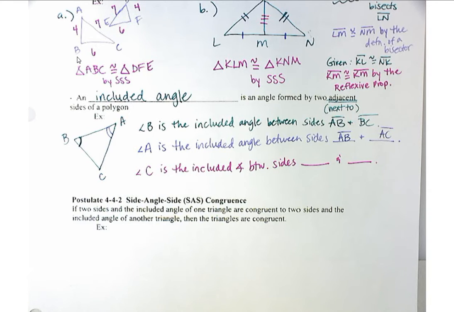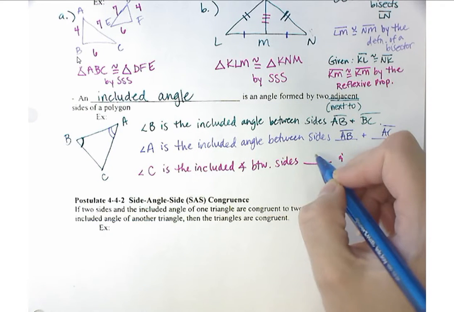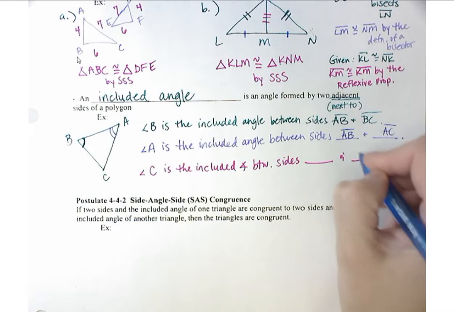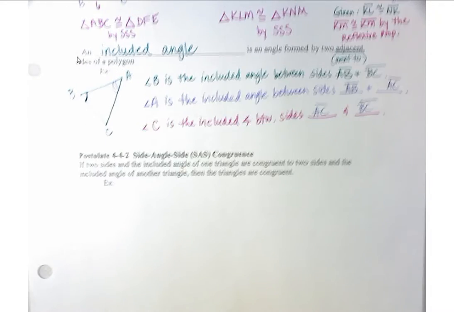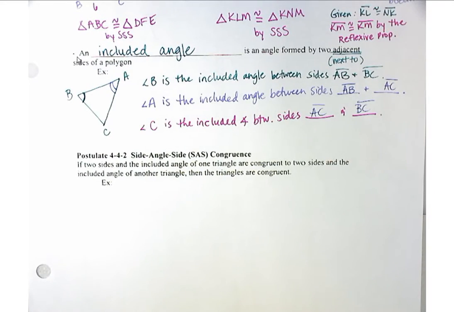Okay, good. And then Grace, what'd you get for the last one? Good, BC and AC. And I just wrote them as AC and BC. Same thing. Yep. So you could have AC and BC, you could have CA, CB, or a combination of those. Okay, good. So now that we know what an included angle is, that's going to help us for side angle side.